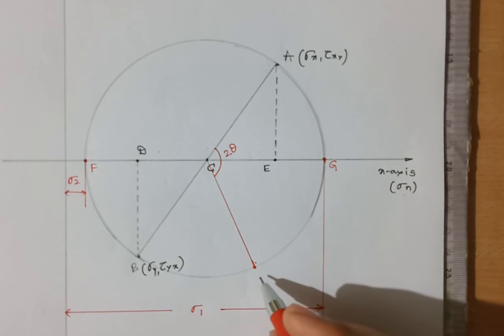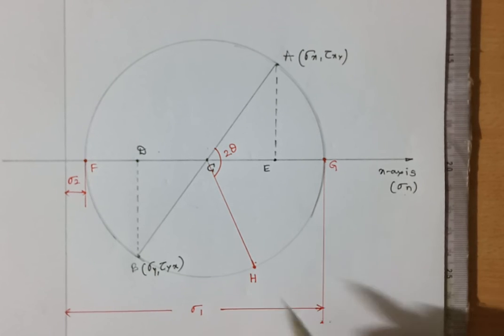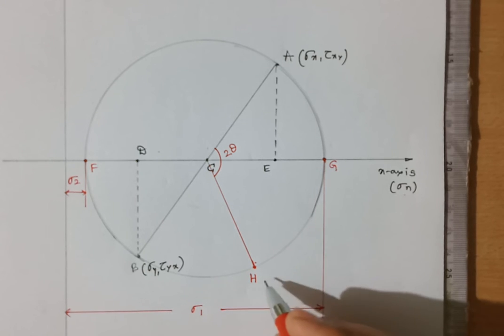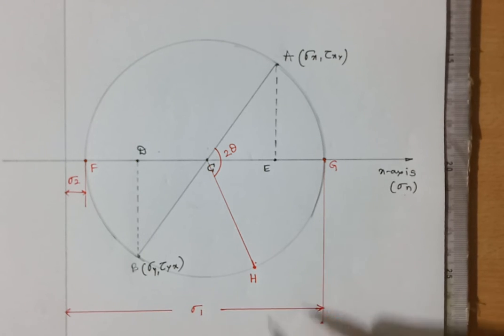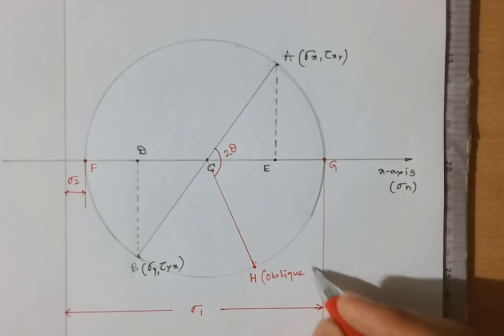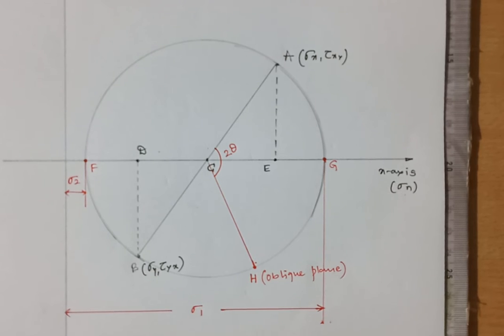So this I'll take as point number H. I'll call this plane number H. This is an oblique plane, right? I'll write here, this is an oblique plane.